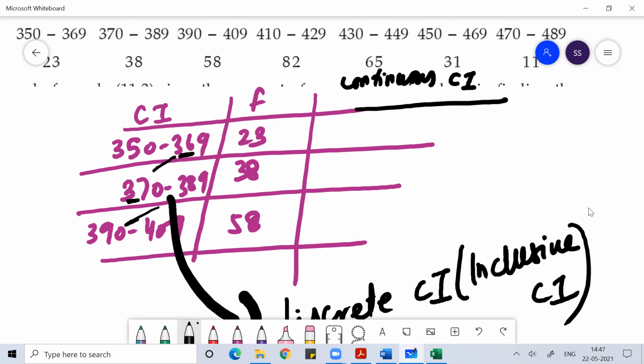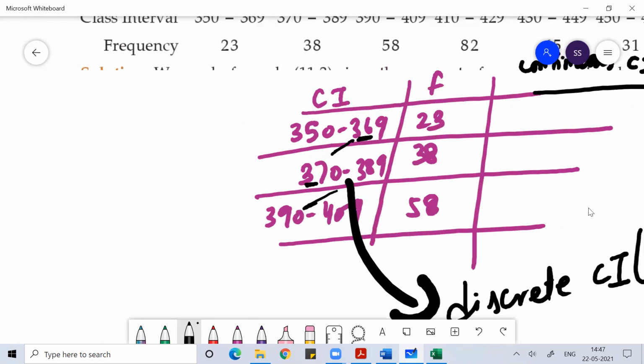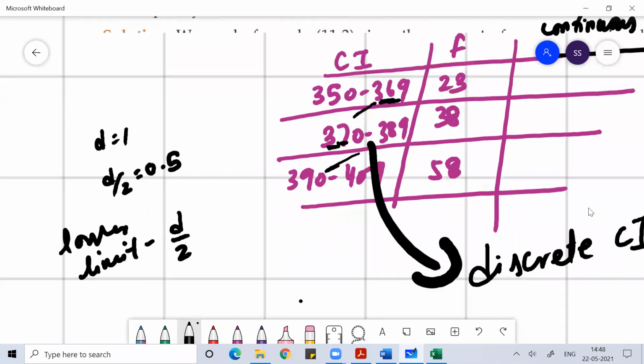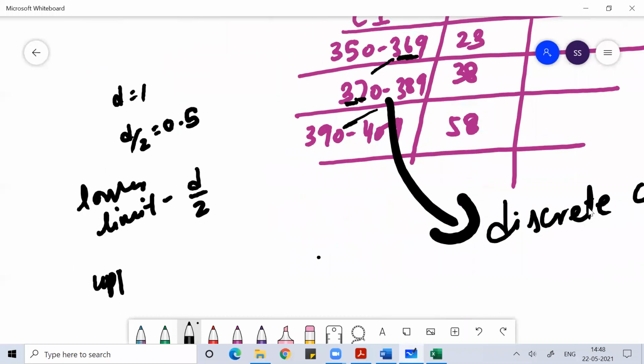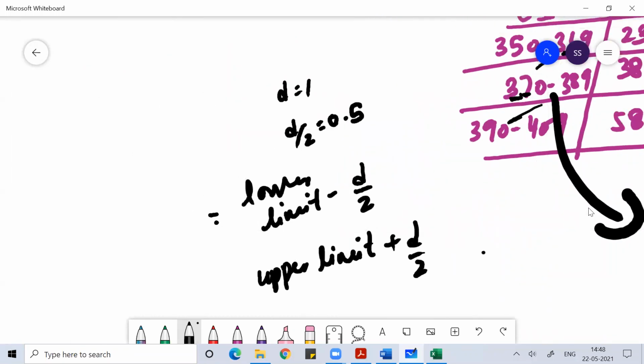I already discussed it. In case you don't know, you can find the difference between the upper limit of one class and the lower limit of the next. The difference is one. D by two means difference by two, which is 0.5. You subtract 0.5 from the lower limit, and you add 0.5 to the upper limit.